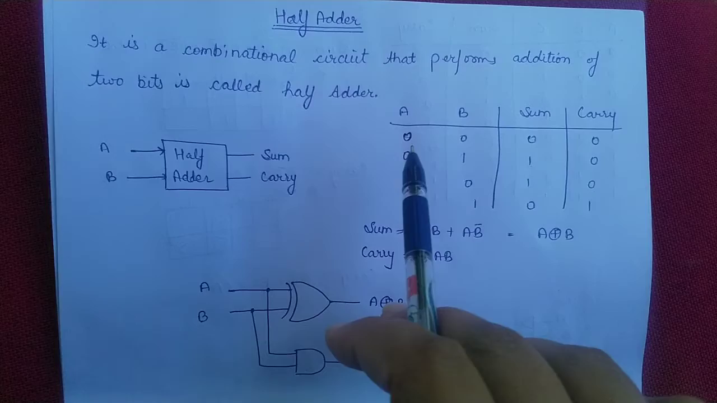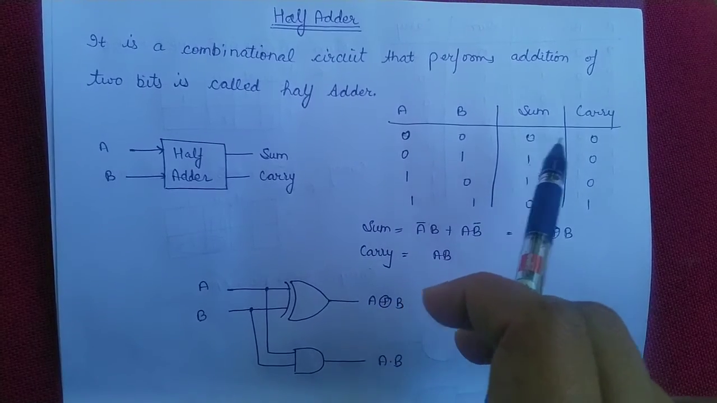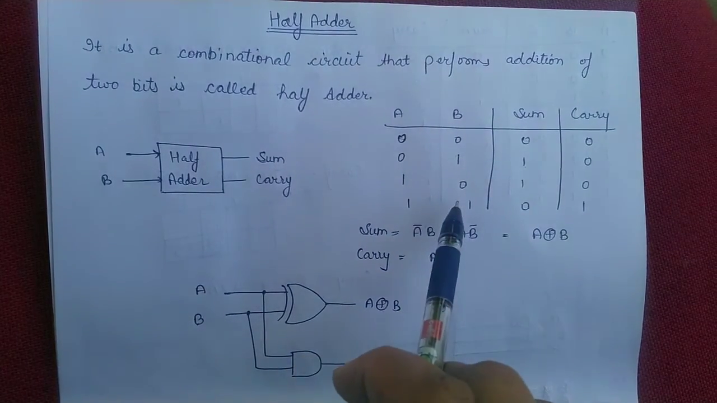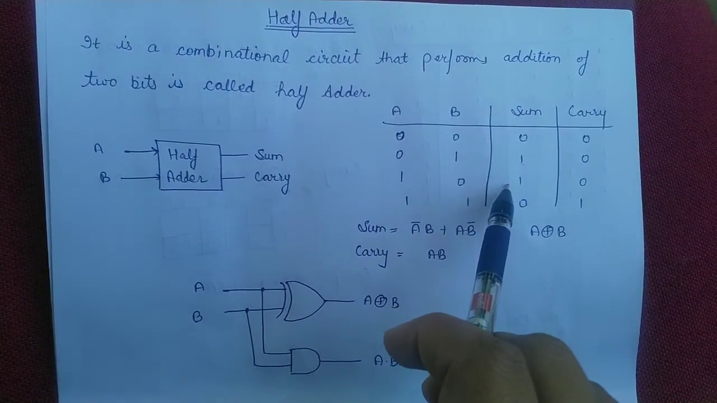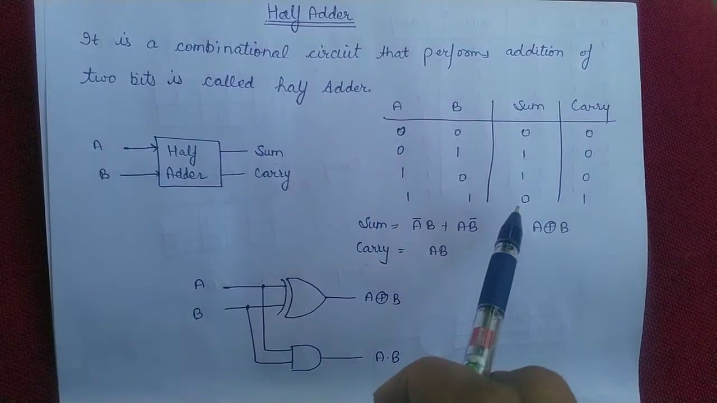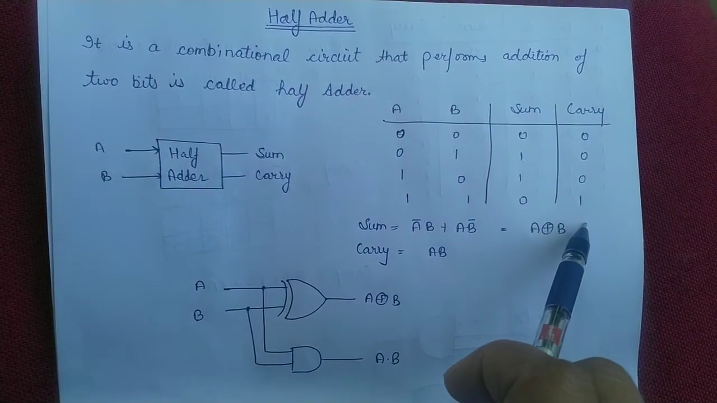If we add 0 0, then sum will be 0 and carry will be 0. If we add 0 1 or 1 0, then sum will always be 1 and carry is 0. If we add 1 1, then sum will be 0 and carry will be 1.